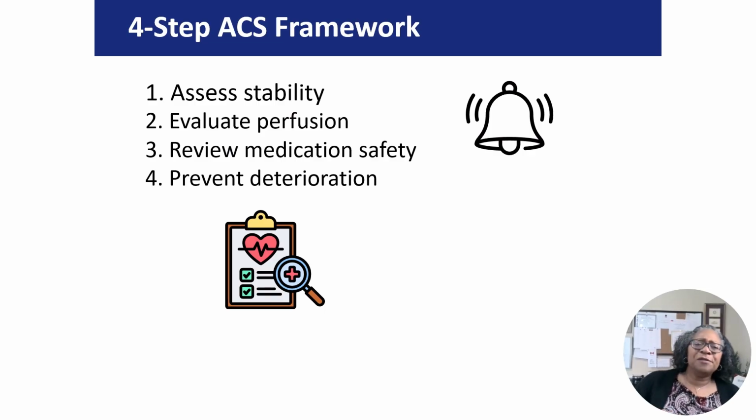So let's look at this fourth step, the acute coronary syndrome framework. And I've been hinting at that this entire time. When you're faced with an ACS question, first you need to say, I'm going to assess stability. What's the blood pressure? Is the level of consciousness normal? Are they alert and oriented? How is their skin? How's the urine output?